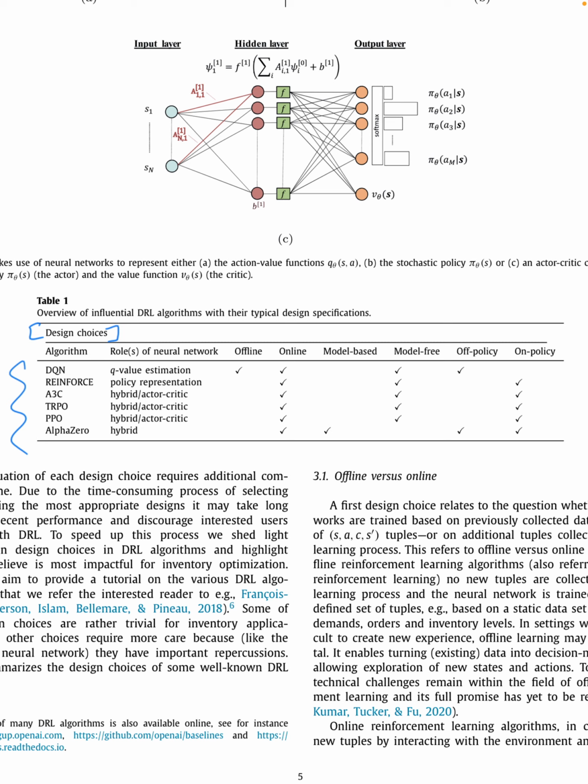The second specification is whether the algorithm is model based or model free. In model based, an agent can predict what will be the outcome of each action before actually performing the action. In model free, the agent needs to carry out an action to see what happens and then learn from it. And one final design specification is whether the algorithm is off policy or on policy. In on policy, the recommendations of only the current neural network are used, while in off policy, experiences generated using different policies can also be used.